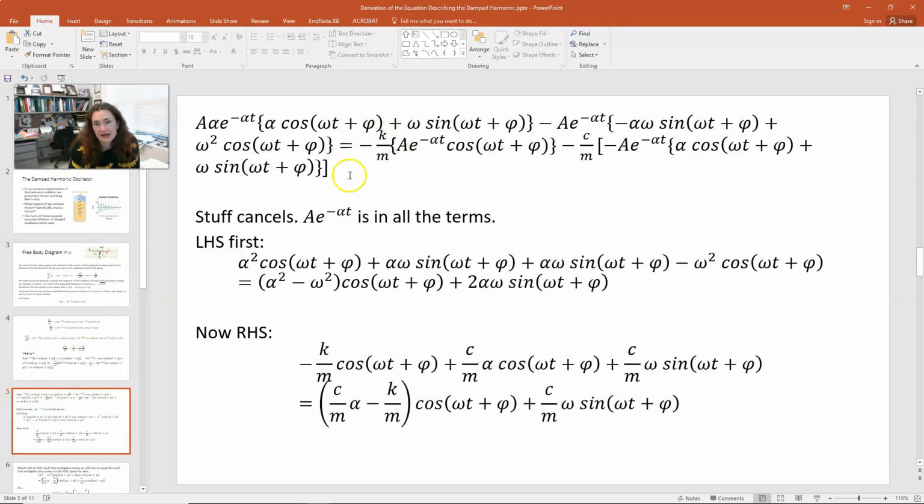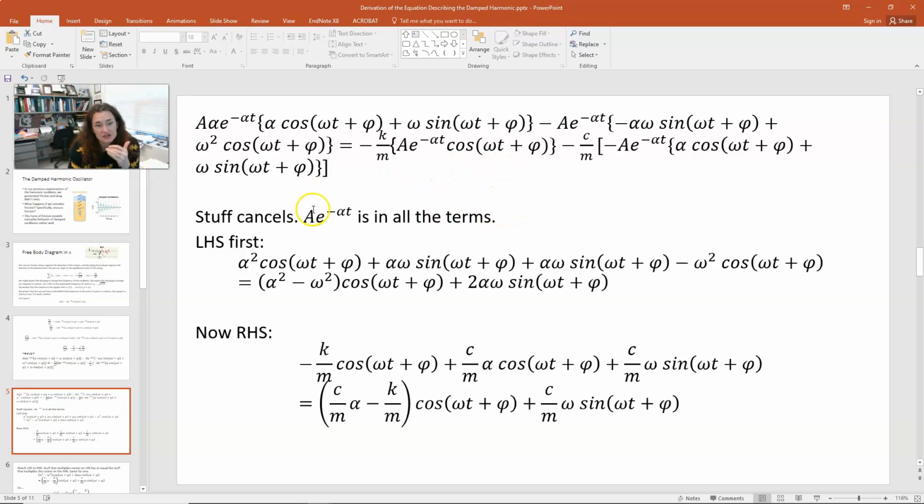So taking everything that I had at the bottom of the last slide and putting it at the top, let's now see if we can simplify this a little bit. Notice that a e to the minus alpha t is in all those terms. And if something is in every single term, you can just cancel it out. And that'd make things a lot simpler, wouldn't it?